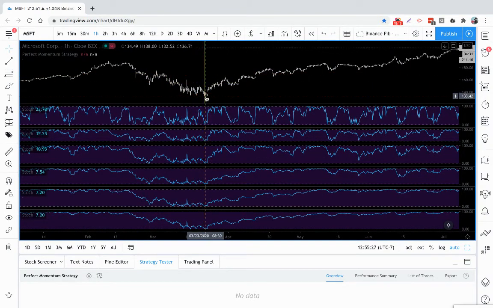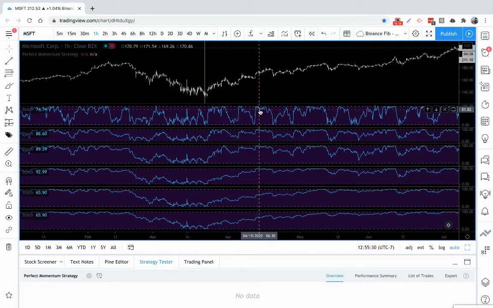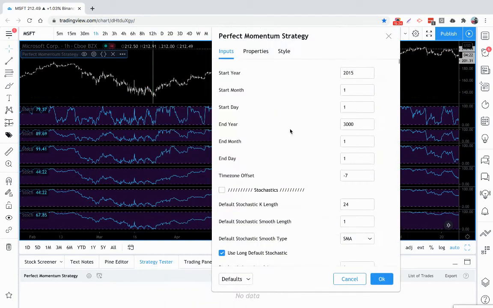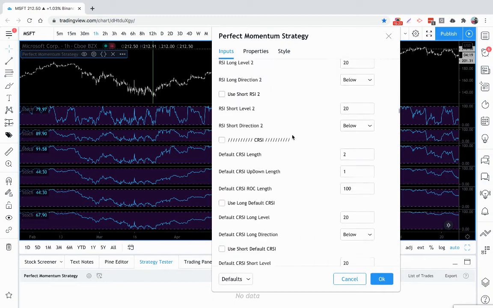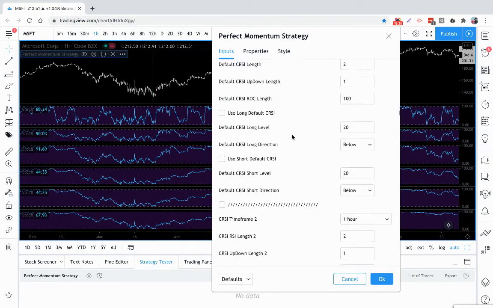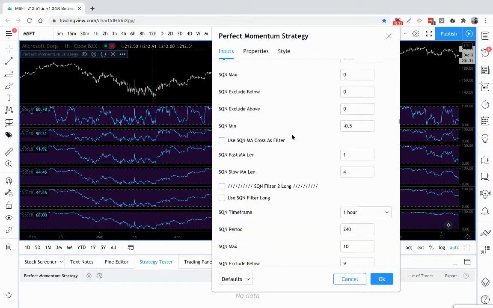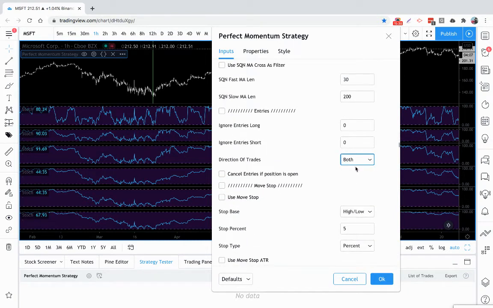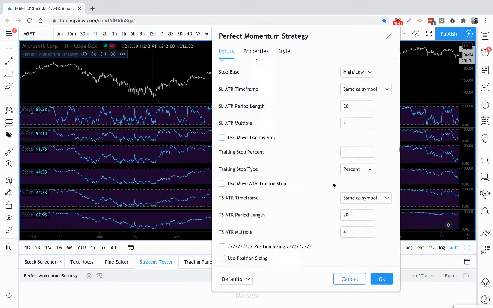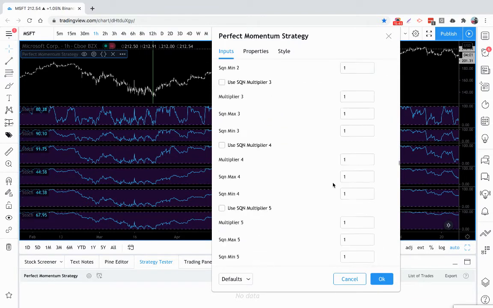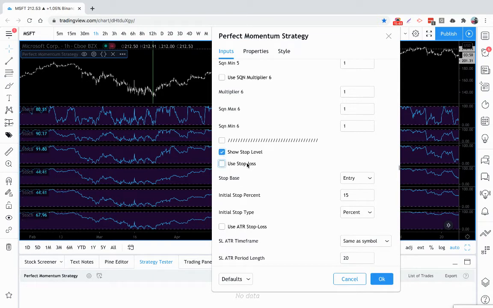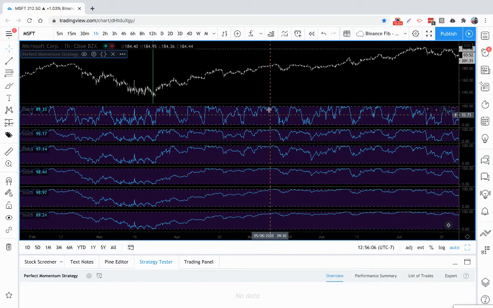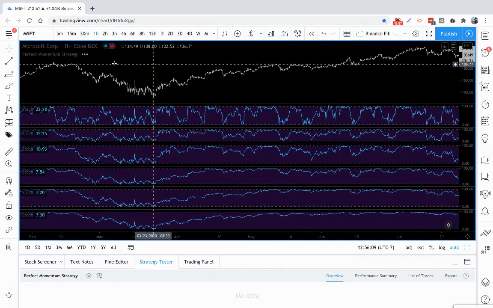Okay, so now let's say we want to just do this. We don't want to exit on a stochastic overbought level, but maybe we just want to trail price. So enter here and just trail price. So now I can go over to my stop loss. Let me actually change my trade directions also. Okay, we're going to go to just long only. And I'm going to set a stop loss and a trailing stop. I'll show stop loss. And now I'm going to use a trailing stop of, say, 15%. So we're going to enter here and just trail price. Let this calculate.